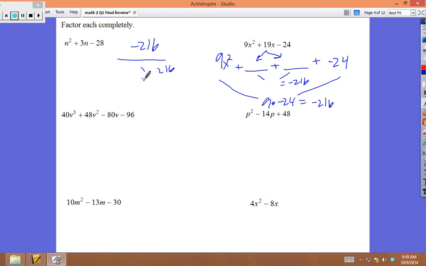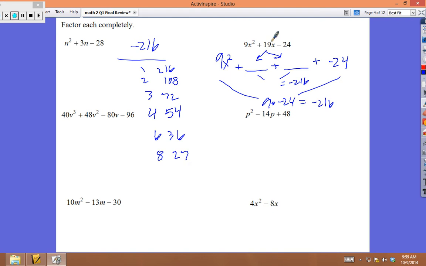1 and 216, 2 and 108, 216, get your calculator, 216 divided by 3, enter. 3 and 72, 216 divided by 4, enter. 4 and 54, 216, skip 5, divided by 6. 6 and 36, 216 divided by 7. Nothing, 216 divided by 8. 8 and 27.